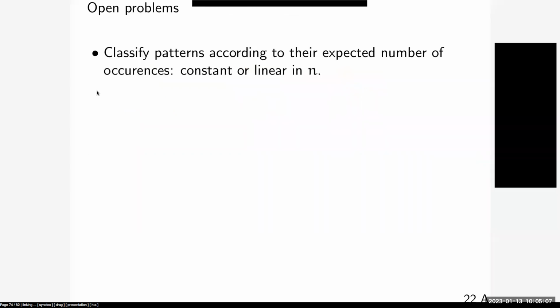To conclude with some open problems, we see here some kind of weird behavior of patterns in which it's not just the size of the pattern that controls its frequency of appearance, but some kind of structural property, some property of the labels associated with it. One open problem would be to classify these patterns according to the expected number of occurrences, whether it's constant or linear in n.